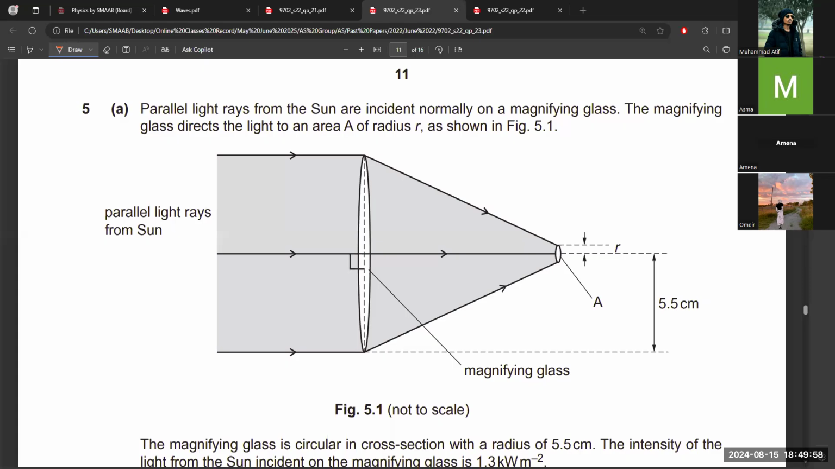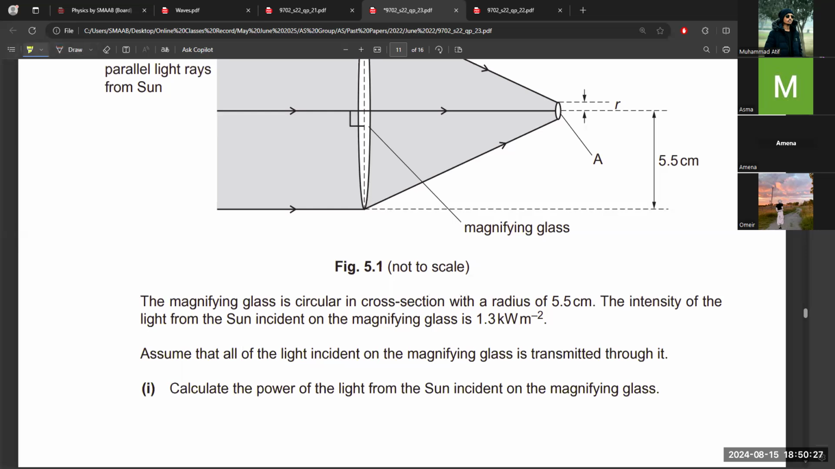Question number 5, May June 22, question paper 2, variant 3. Parallel light rays from the sun are incident normally on a magnifying glass. The magnifying glass directs the light to an area capital A of radius small r. You can see what is happening in the diagram that is mentioned in the description also.